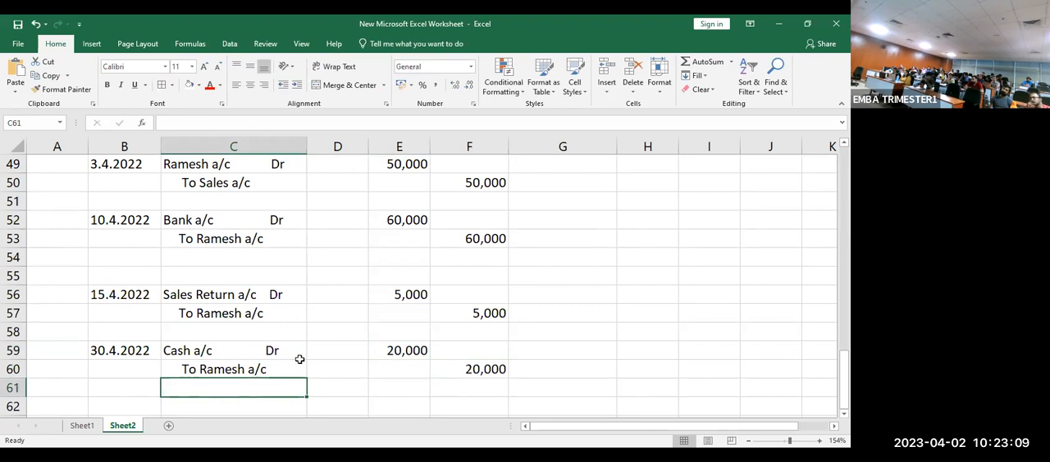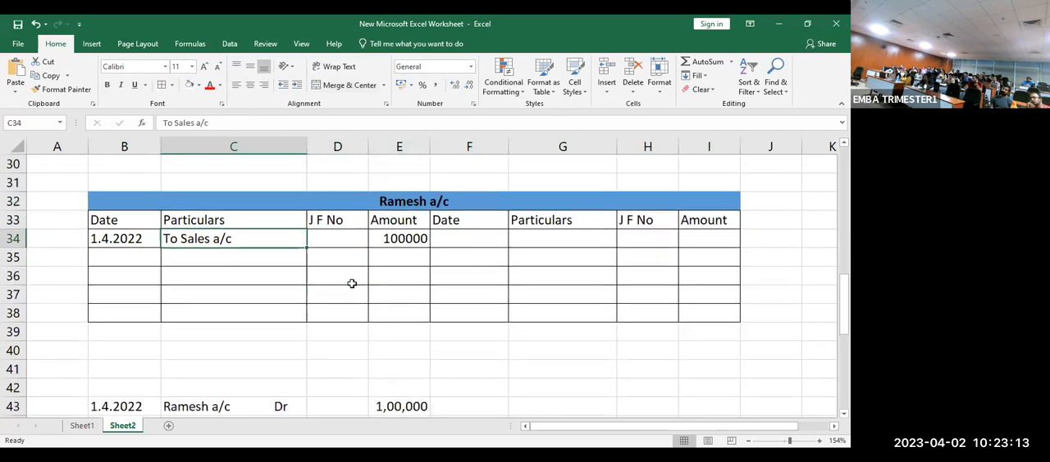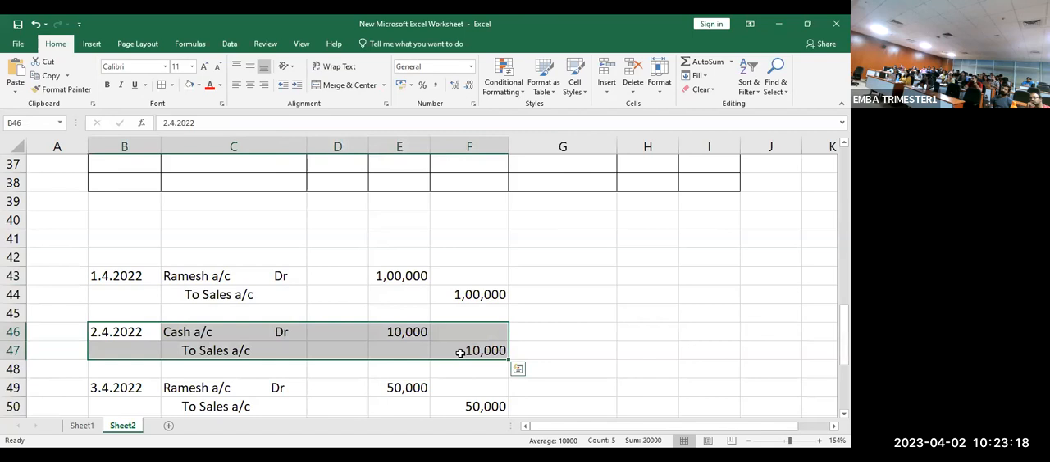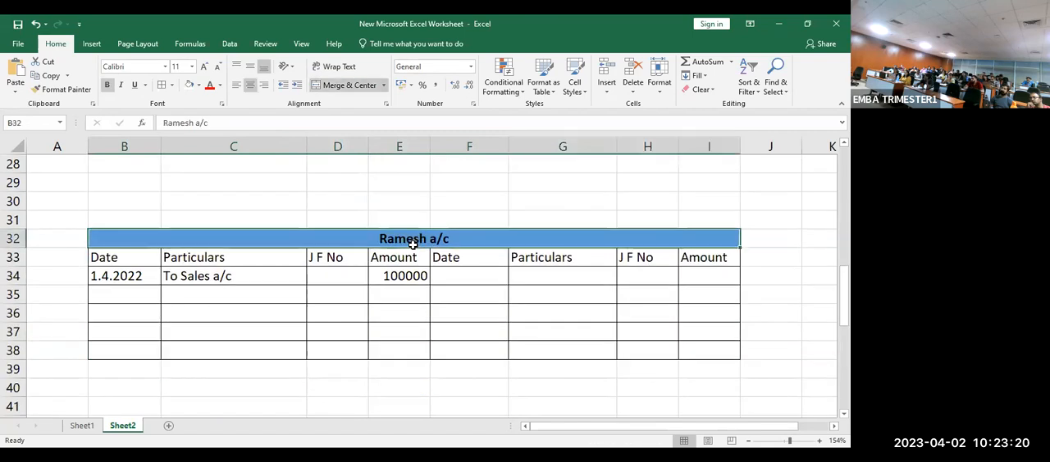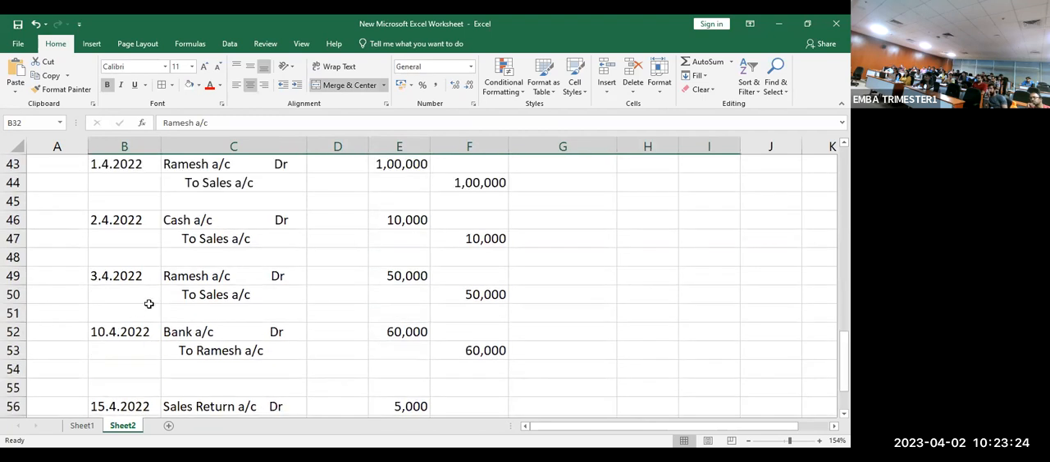Okay. Assume you are preparing a ledger account on 30th April 2022. Only Ramesh account I'll teach you now. So Ramesh account is here. Ramesh account is opened. First entry is done. Second date, what is this? Cash to sales. Ramesh is not affected, so I'm not bothered about it while preparing Ramesh account.